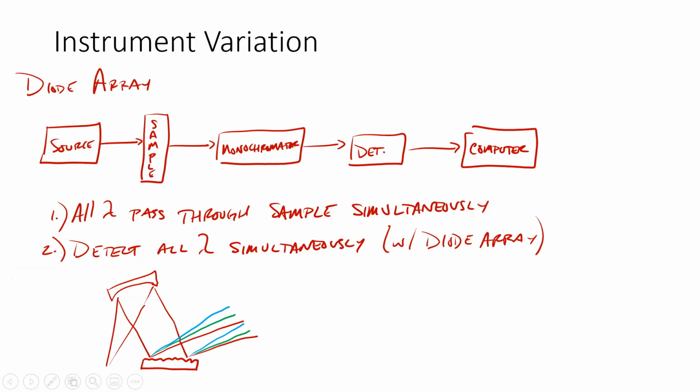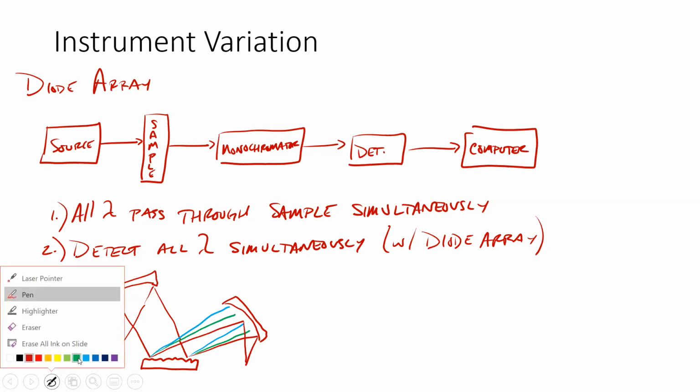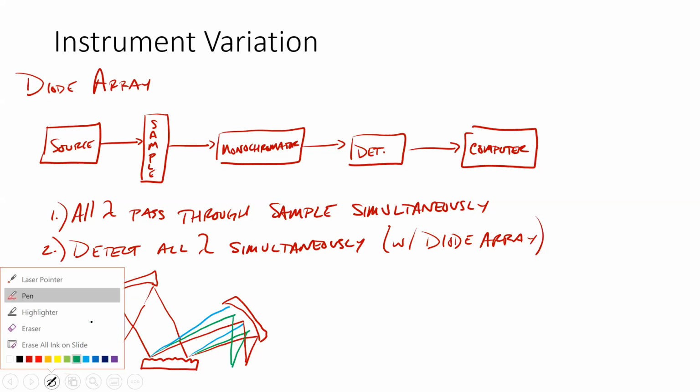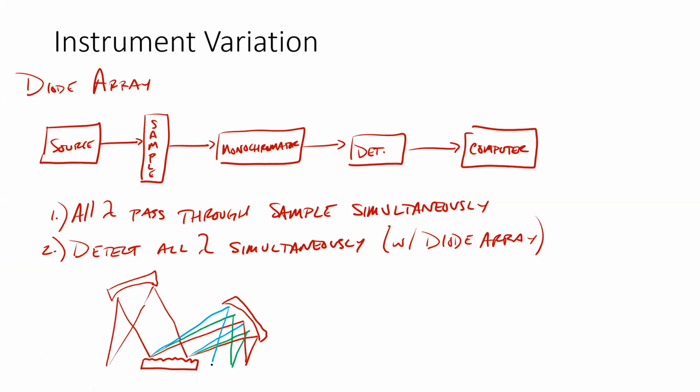And what we do is we set up our diode array at the end, right? So we don't need a focusing mirror. We don't need a, actually, yeah, sorry, we do need a focusing mirror. But we don't have an exit slit, right? That light is just focused onto our diode array detector.